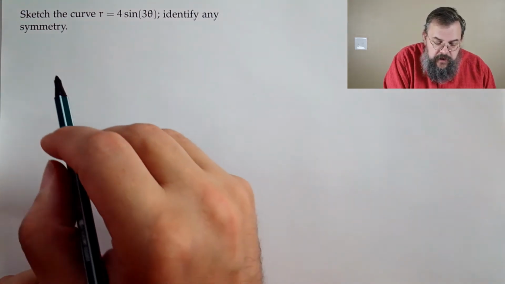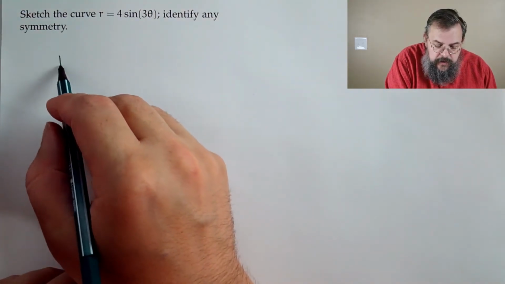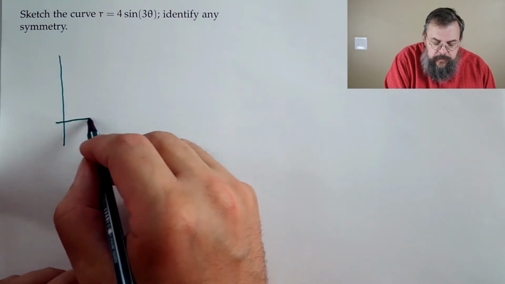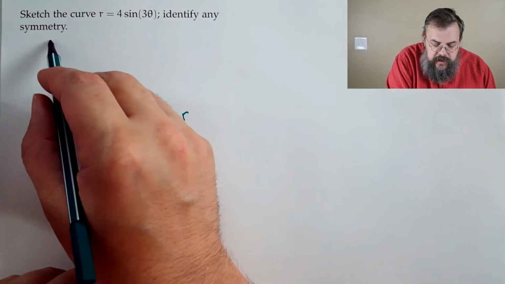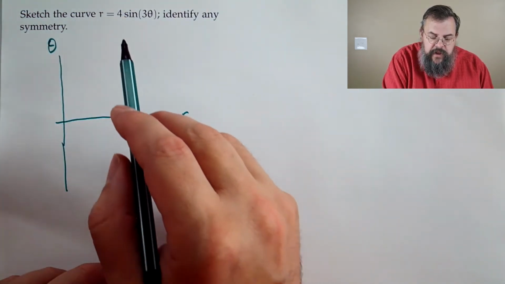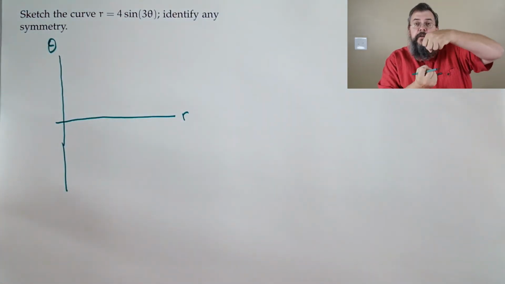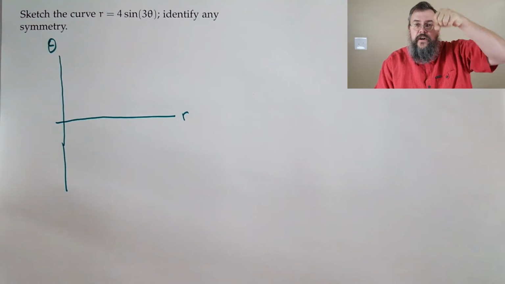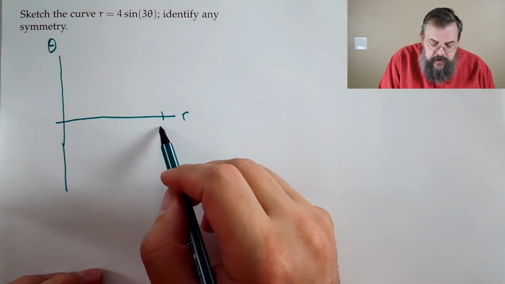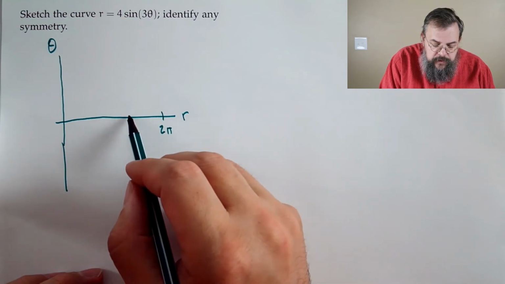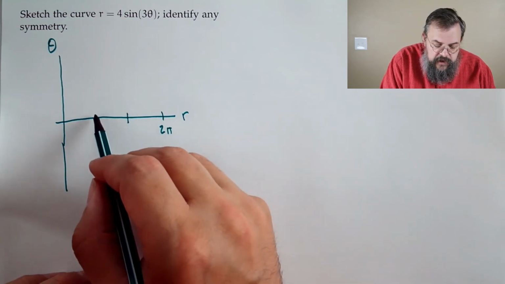So we can say, all right, to start, let's just try to get an idea of r and theta. The 4 just is a vertical stretch, so that's not so hard to see what happens there. So here's 2 pi. So what we'll do is we'll split this into thirds.